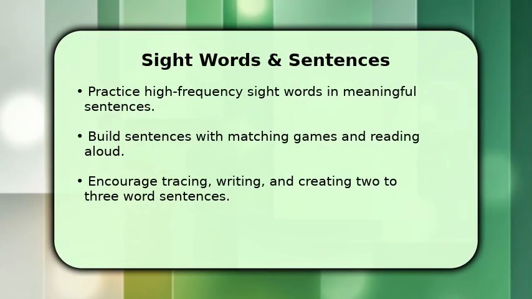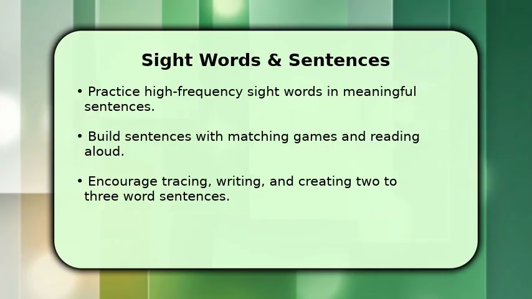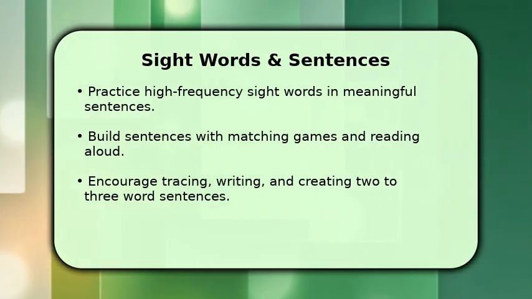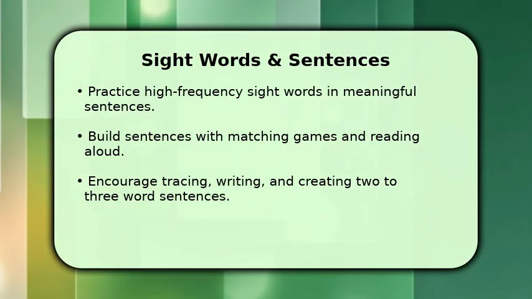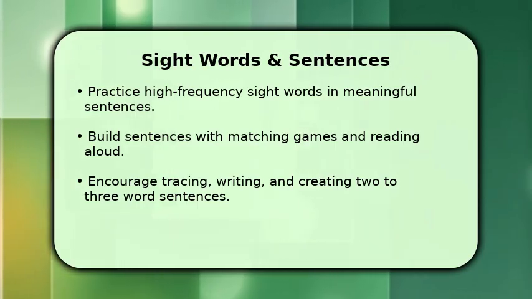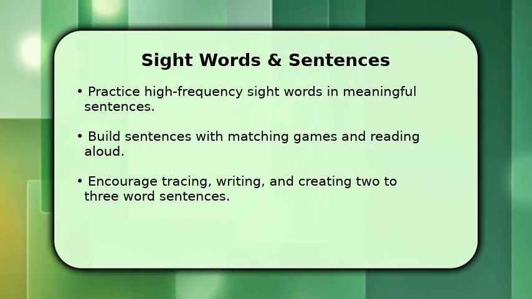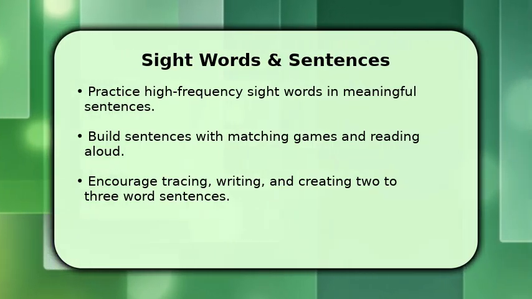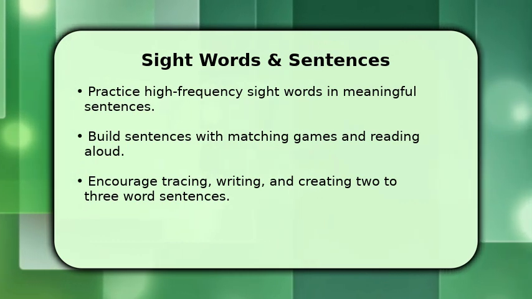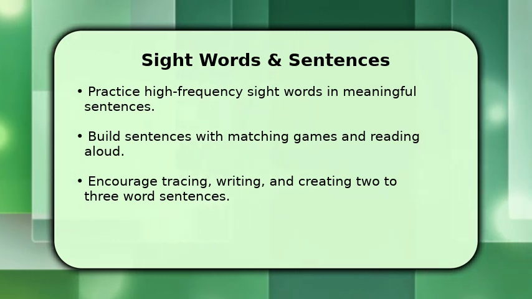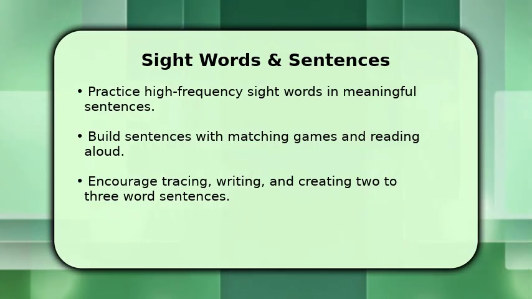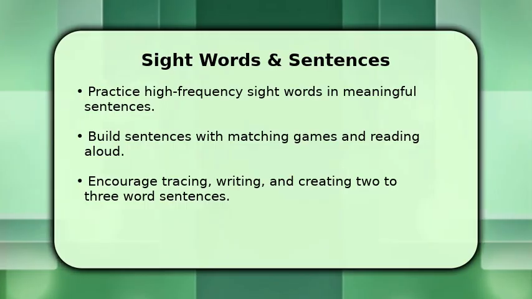Use sight words in short, meaningful sentences from stories or daily routines to boost recognition. Practice with matching games, sentence building, and reading aloud together to improve fluency. Encourage tracing with a finger, then pencil writing, and have children create simple 2 to 3 word sentences. Keep feedback positive, celebrate progress with stickers or hugs, and rotate activities daily to keep practice fresh, engaging, and fun for young learners.